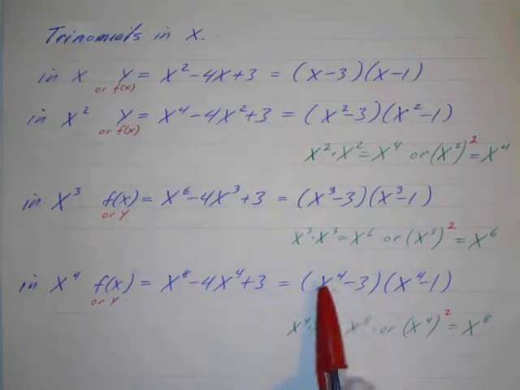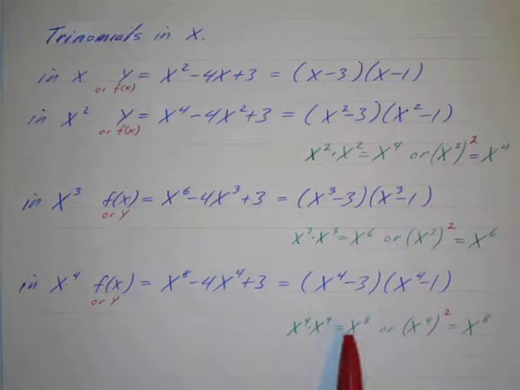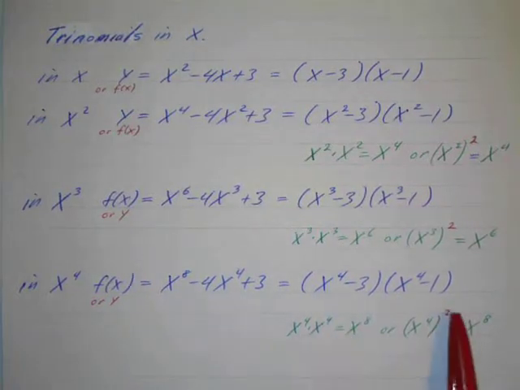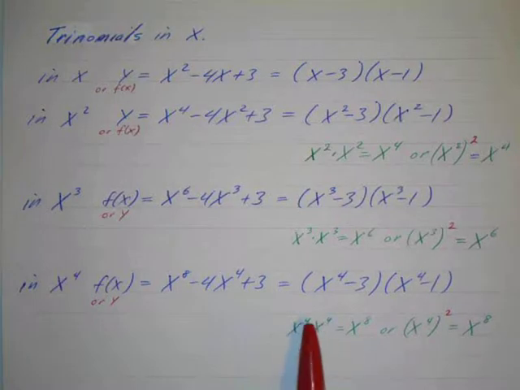Then we can think of this as being x to the 4th times x to the 4th, because x to the 4th times x to the 4th is x to the 8th. Remember, when we multiply, we add the exponents, or when we raise the powers, we multiply. So it's x to the 8th. Don't think it's x to the 16th. We add the exponents when we multiply.